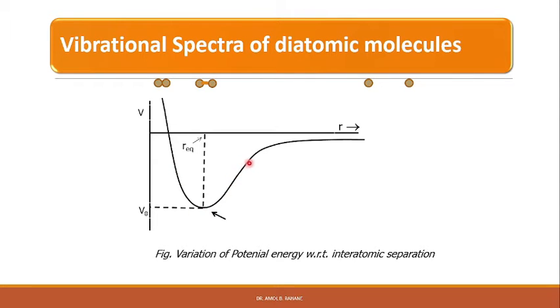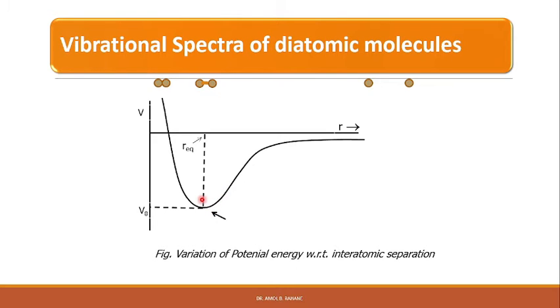So if the separation between two atoms increases, then the bond between the two atoms will break, right? Within this region, we can say the bond is formed between the two atoms, and the two atoms vibrate about their mean position, right? Due to the vibration, there will be variation in the potential energy. So the diatomic molecule behaves like a simple harmonic oscillator within this region. So we apply the harmonic oscillator approximation to this region.